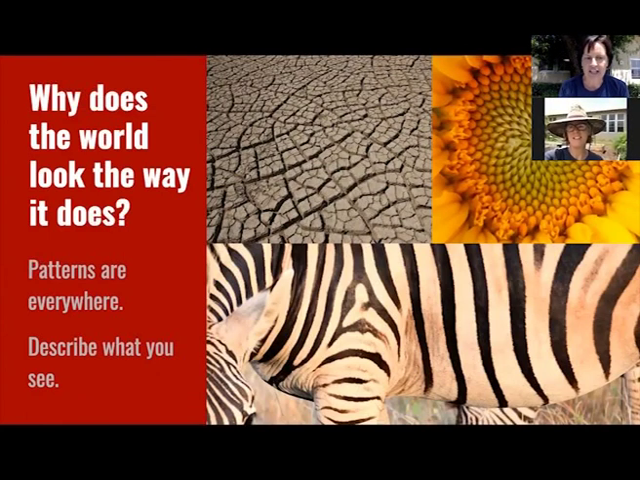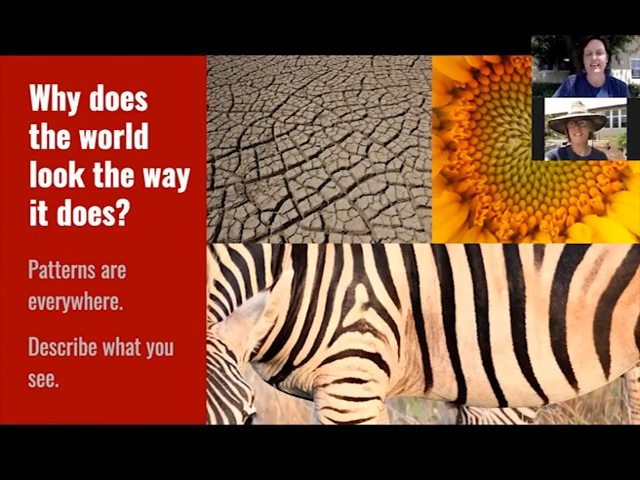I'm wondering if you see any patterns on my screen now. And how would you describe them? Let's look at this bottom one together. This is an animal that you might recognize. And I'm seeing alternating black, white, black, white. What would you call these shapes? What would you call this pattern?